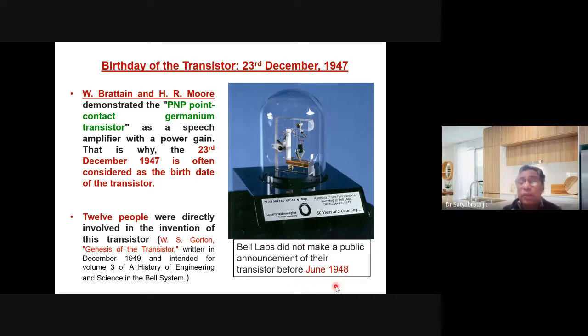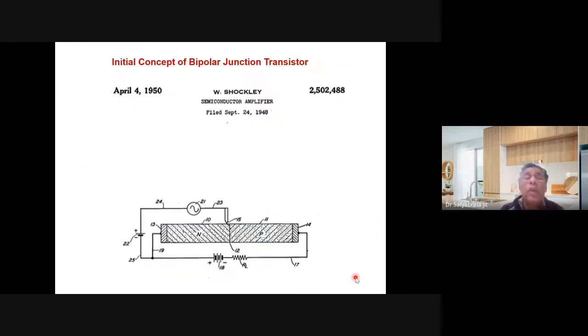But here I'd like to mention that although the transistor was discovered then, Bell Laboratory did not make any public announcement before June 1948. So the birthday of the transistor is celebrated as 23rd December 1947, but till June 1948 no announcement was made by the Bell Laboratory.